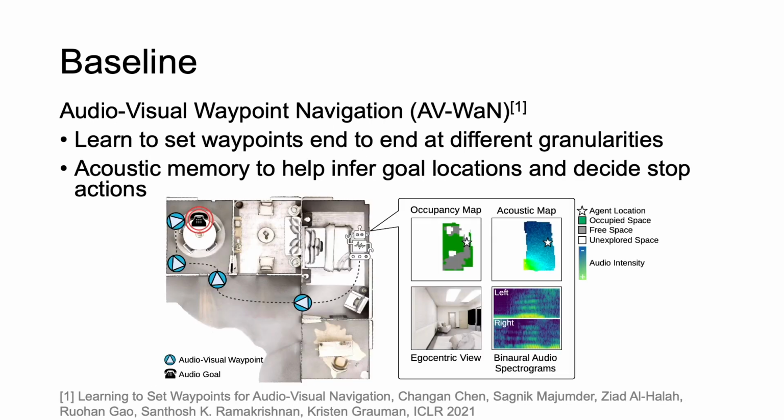In this year's challenge, we used the audiovisual waypoint navigation model from a recent paper as the baseline. This is a state-of-the-art model on audiovisual navigation, and the code was made public before the challenge. The key idea in AV-WaN is to learn to set audiovisual waypoints end-to-end at different granularities. In addition, this baseline builds an acoustic memory to help infer goal locations and decide stop actions.